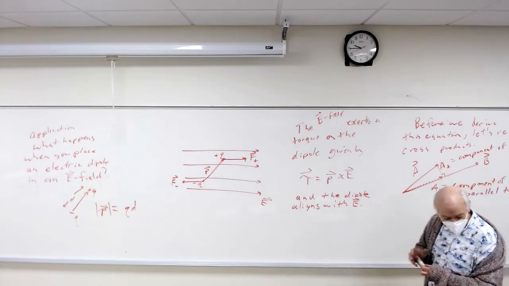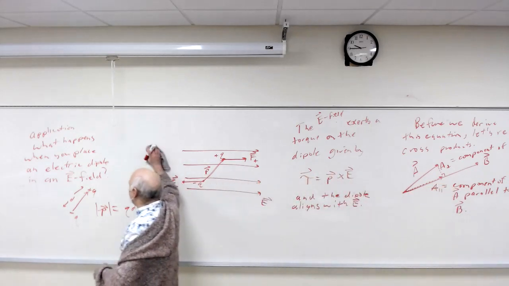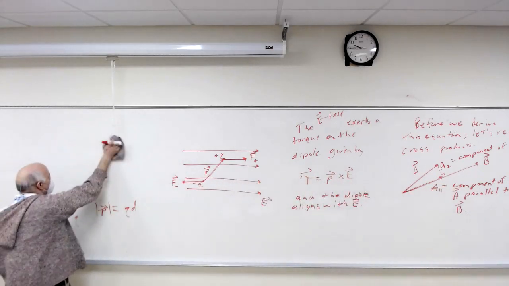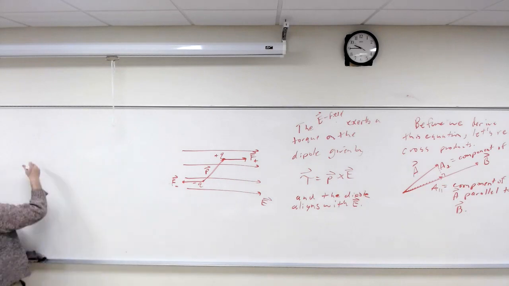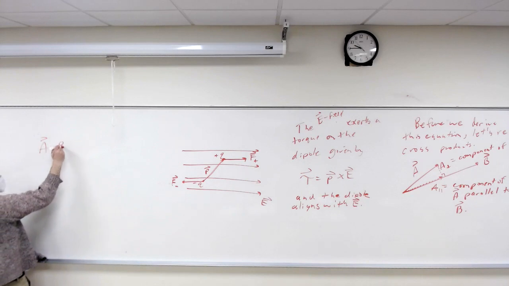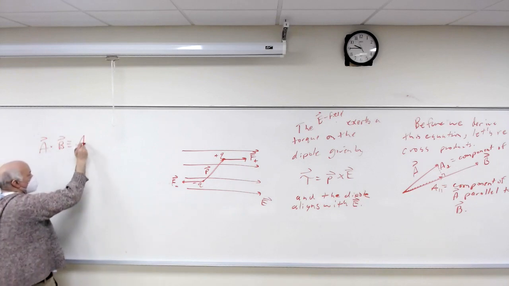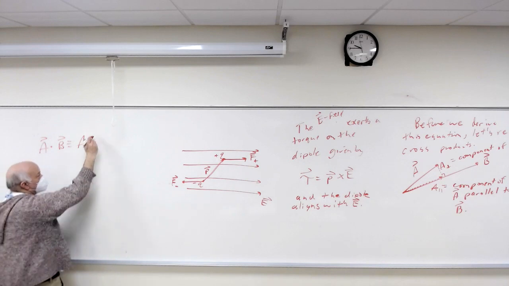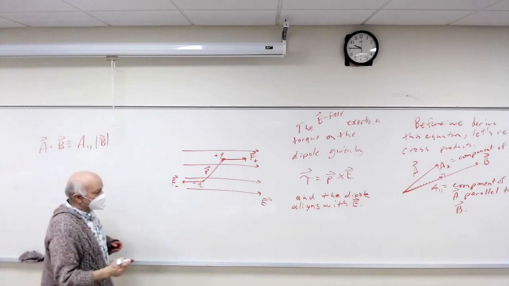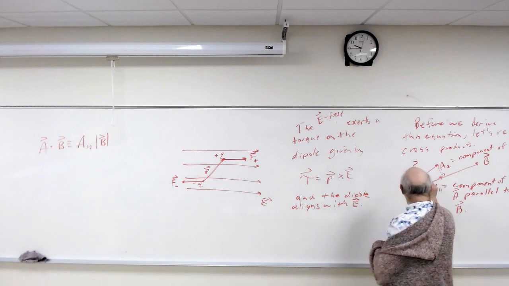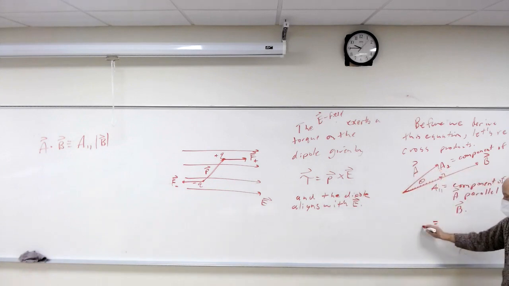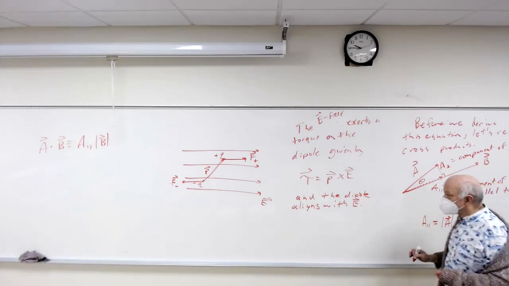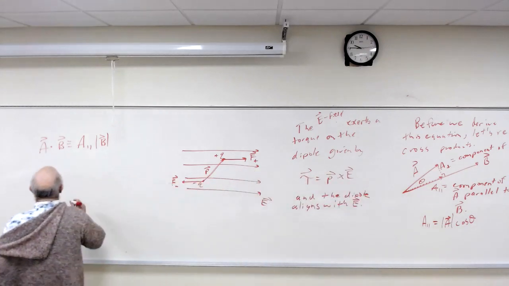Okay. So how do we then define the cross product? Okay, so how do we define the dot product? If I have A dot B, that's A B cosine theta. That's your A parallel times the magnitude of B. And if this is theta, then what is A parallel? A parallel is going to be the magnitude of A cosine of theta, and that gives me this.